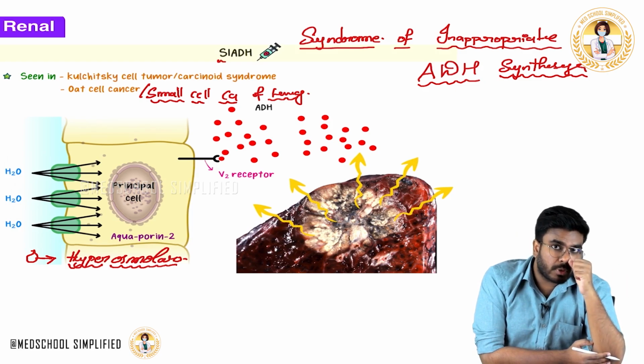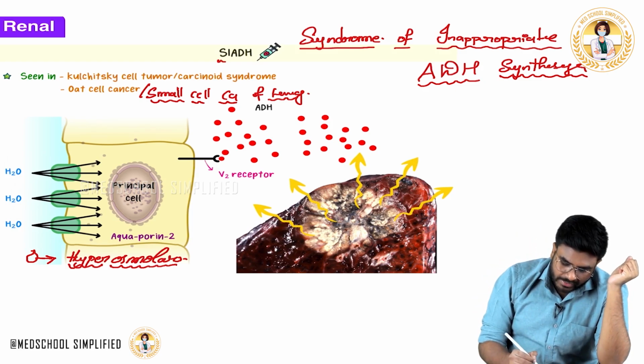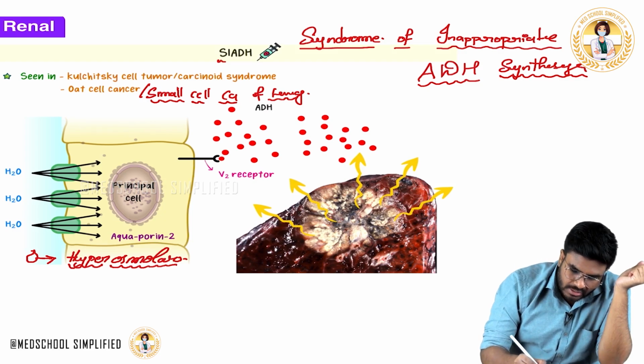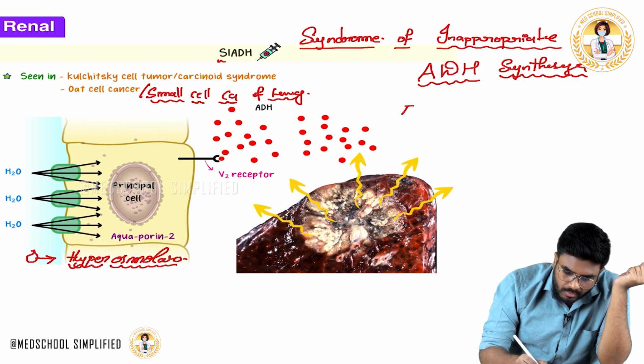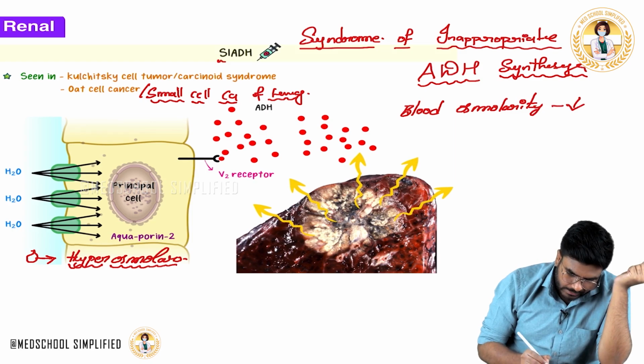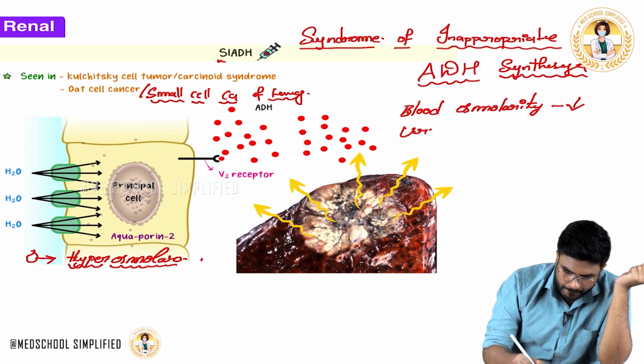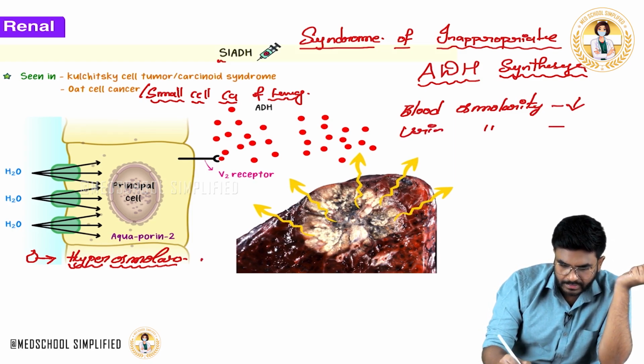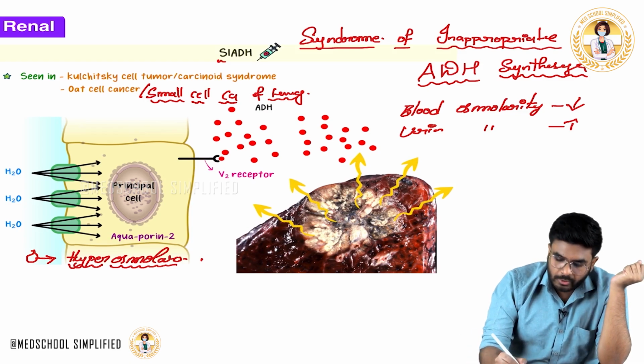So what happened to the osmolarity of the blood? The osmolarity of the blood decreases. So in SIADH, what happened to the osmolarity of the blood or the plasma? Blood osmolarity decreases. Important point. What happened to the urine osmolarity? Urine osmolarity increases.